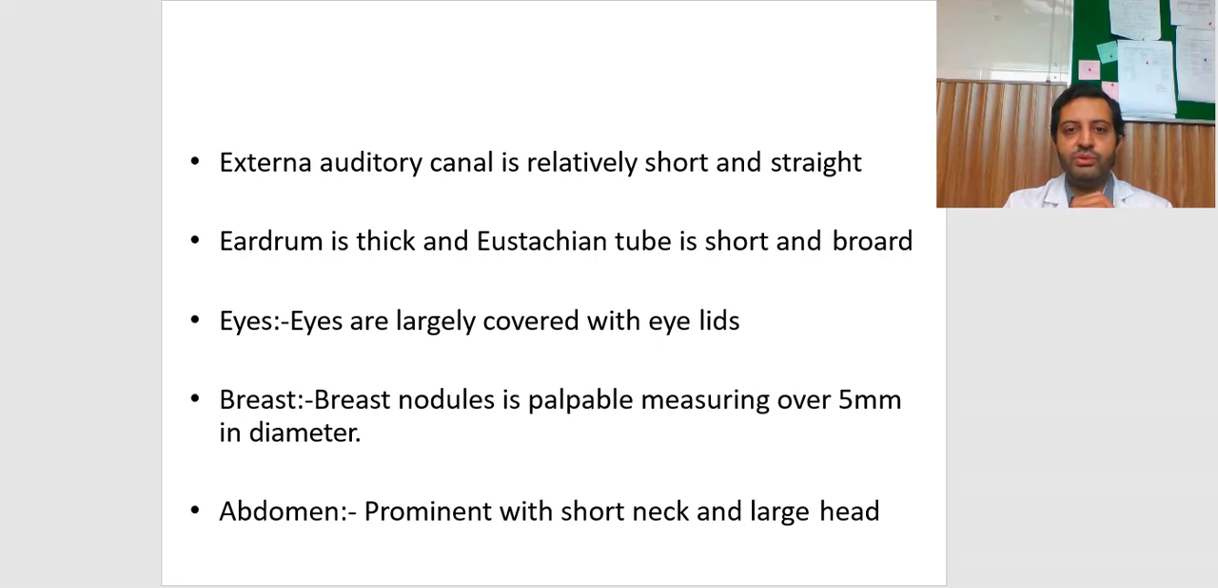Likewise, we have to examine the external auditory canal. Is there any problem with that or not? We have to examine the eyes, and do breast and abdominal examination for any mass, for any organomegaly at the time of birth.